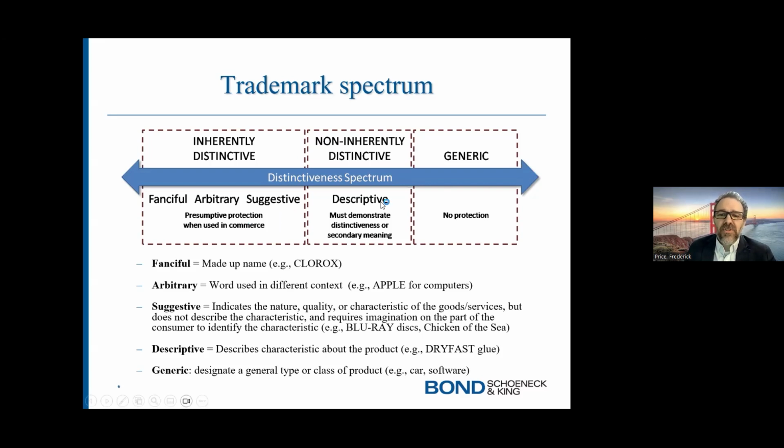If you start getting into this descriptive portion of the spectrum, that's not going to be automatically protectable. For example, dry fast glue, you can see that it describes a characteristic of the product. So it's going to take some time. You're going to have to sell that product to consumers, and they're going to have to start to associate that mark with a source. So obviously the primary meaning of this word is a characteristic of the good. Secondary meaning would be the consumers, again, identifying this mark with a source. Takes some time.